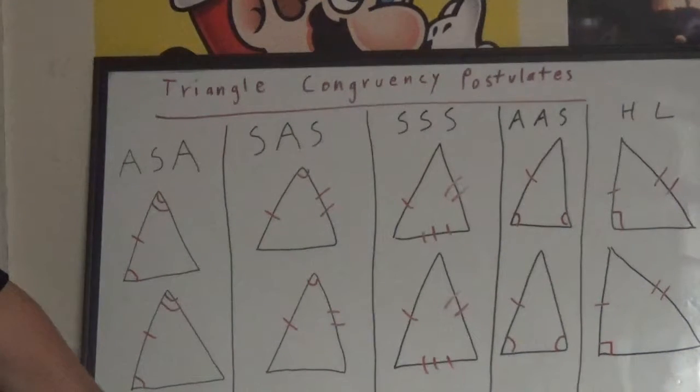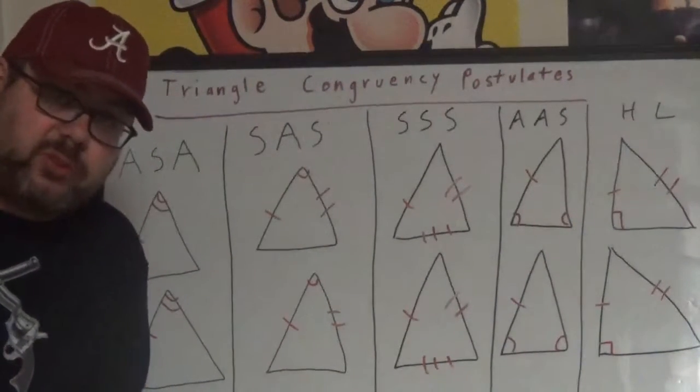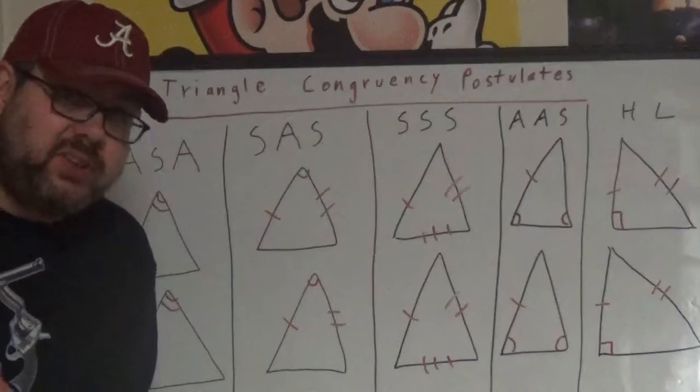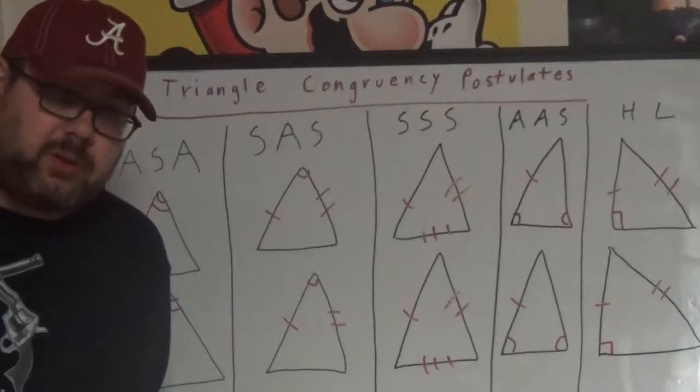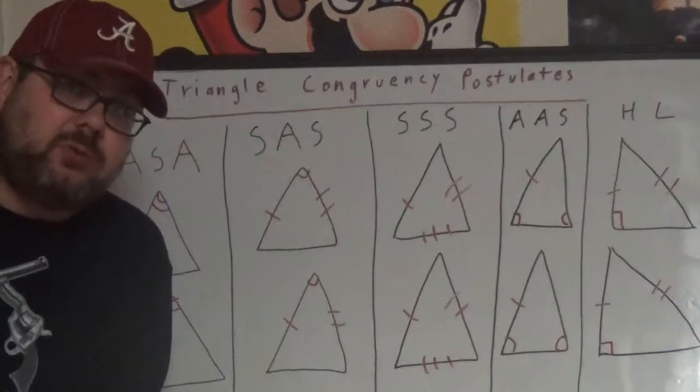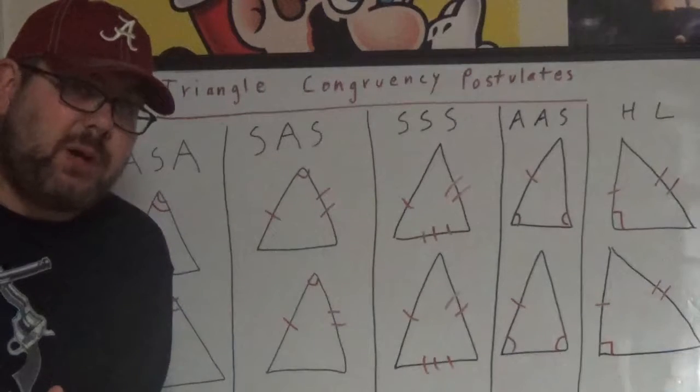And the last one, HL. Well, with all our similarity postulates and with the first four congruency postulates, we had A's and S's for angles and sides. Easy to remember. HL, however, stands for hypotenuse leg.